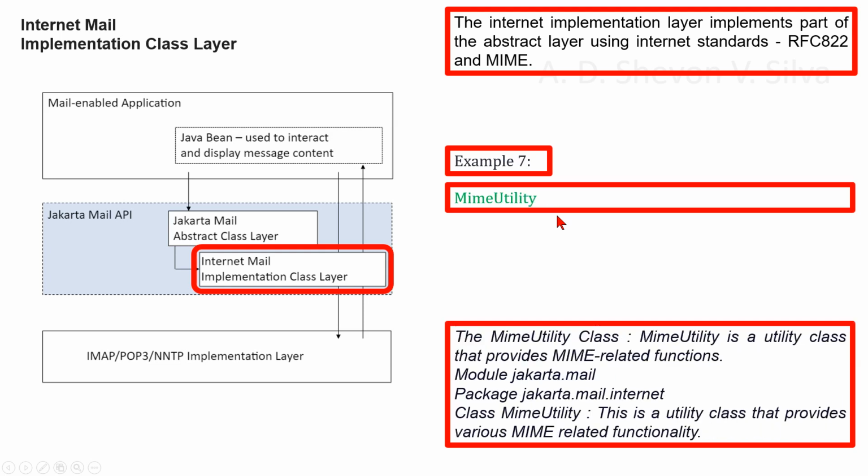Now we are considering the MimeUtility class. The MimeUtility class is a utility class that provides MIME related functions. The class MimeUtility is in package jakarta.mail.internet in module jakarta.mail. This is a utility class that provides various MIME related functionality. All methods in this class are static methods. These methods currently perform the functions listed below.